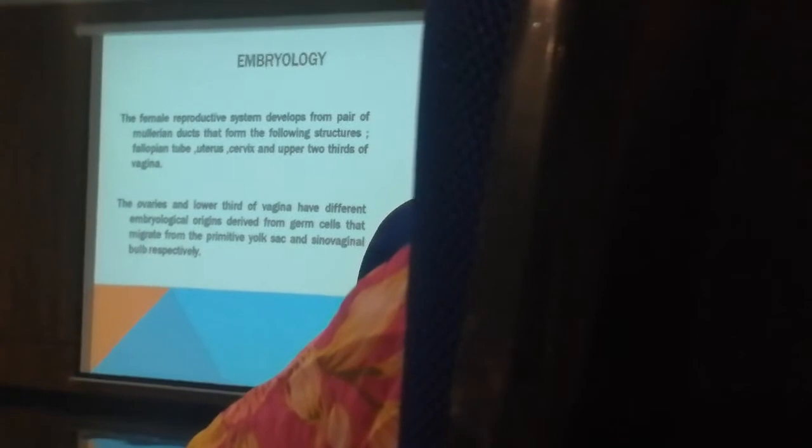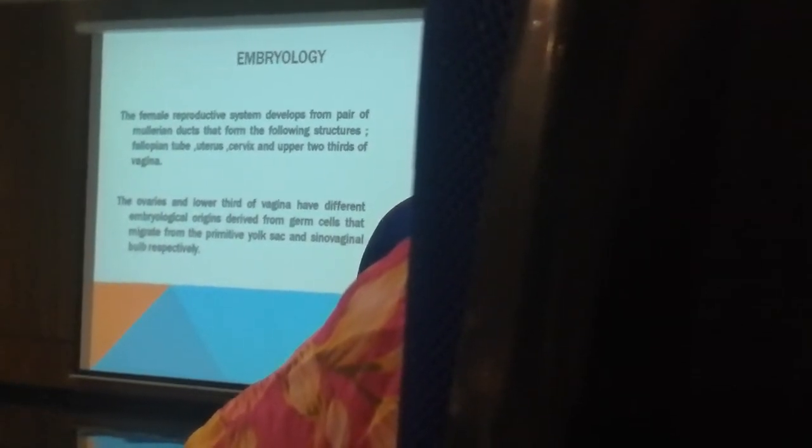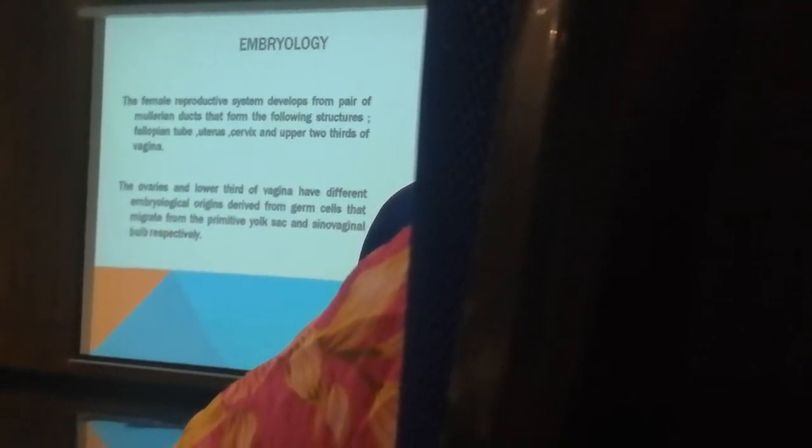Let's review the embryology, the classification, the imaging modalities, and the treatment options that we have for the various Mullerian duct anomalies. Starting from the embryology, as we all know, the female reproductive system is composed of the uterus, the cervix, the vagina, and the ovaries. The ovaries are derived from the germ cells. The lower one-third of the vagina is derived from the sino-vaginal bulb. But the rest of the structures of the female reproductive system are formed by the two Mullerian ducts.